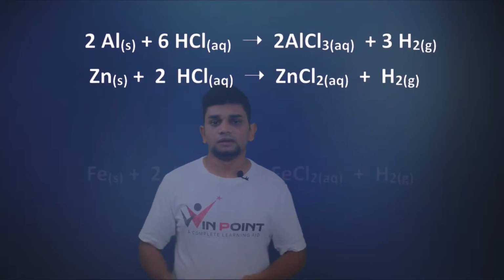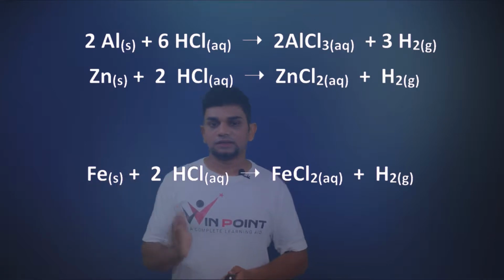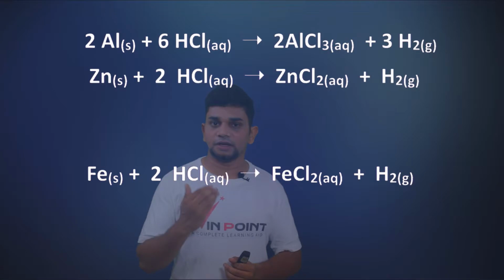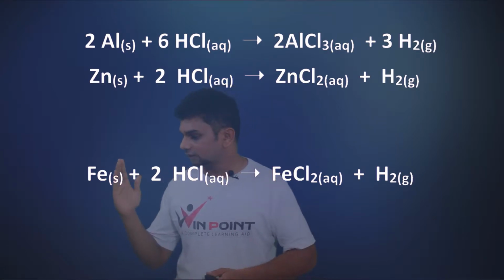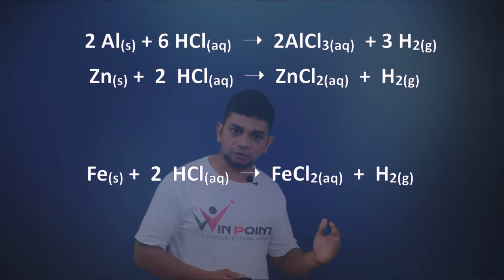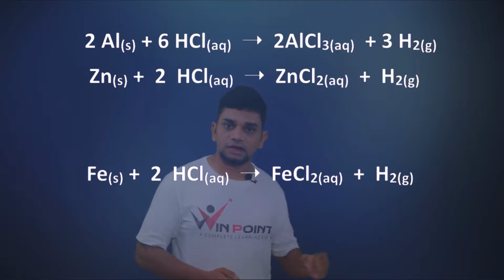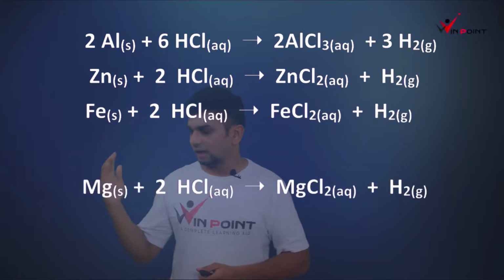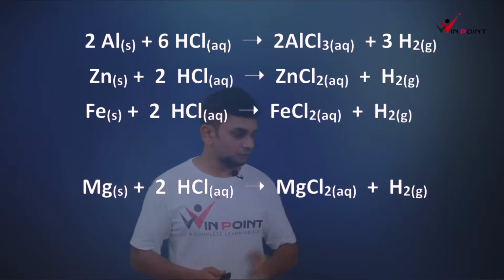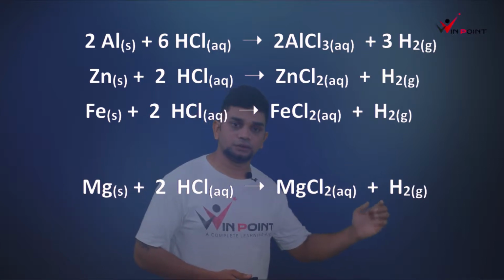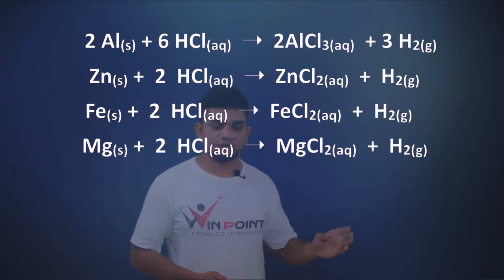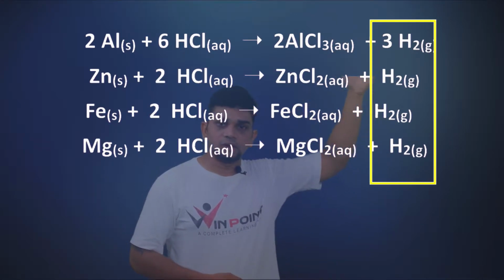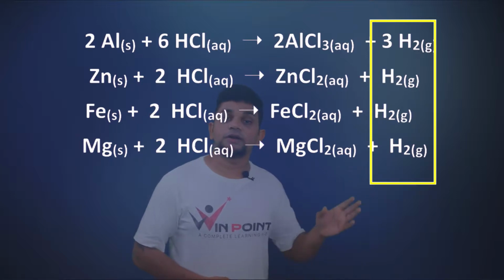Next one, Fe plus 2HCl gives FeCl2 plus H2. Here also we are getting the same product. The metal is iron, we are getting FeCl2 and hydrogen gas. Hydrogen gas is a common factor. Next example, Mg plus 2HCl gives MgCl2 plus H2. In all of these reactions, hydrogen is the common factor; there is production of hydrogen gas.